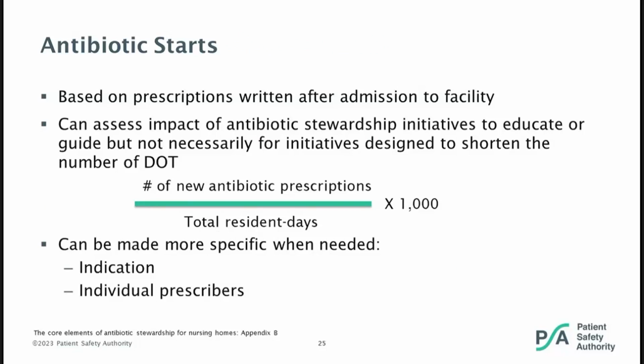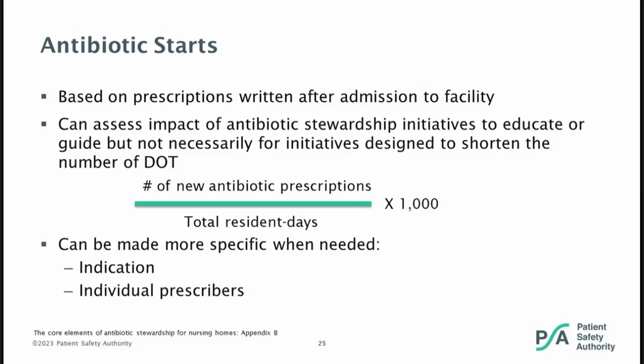Our second measure of antibiotic use is antibiotic starts. This is something that most long-term care facilities already look at as part of normal infection prevention surveillance. In general, this is calculated based on antibiotics prescribed after admission to the facility. This calculation can be used to assess the impact of antibiotic stewardship initiatives, which were intended to educate or guide providers when antibiotics are not appropriate. But this calculation might not be helpful when initiatives are intended to decrease the total number of days of therapy. And to calculate this, we want to look at the number of new antibiotic prescriptions divided by the total residents and multiply that by 1,000.